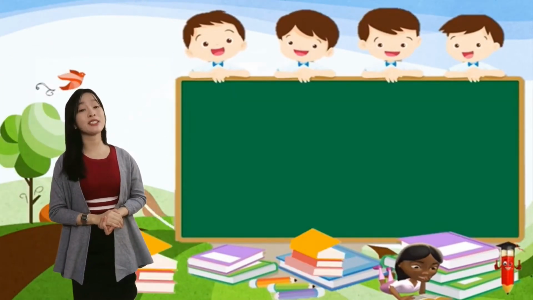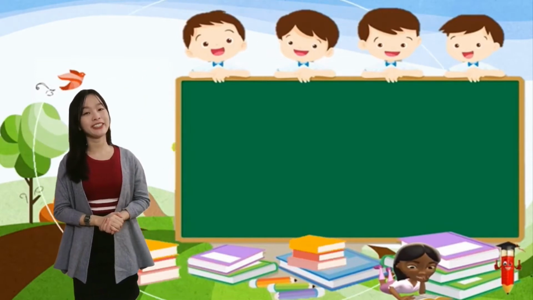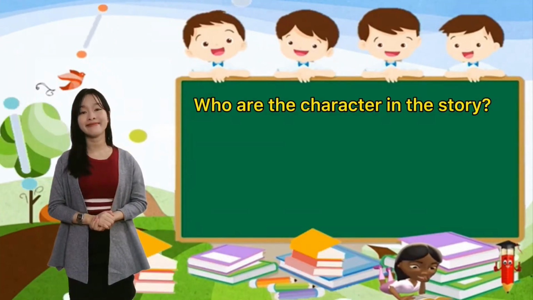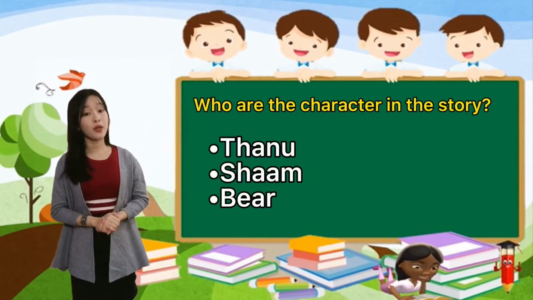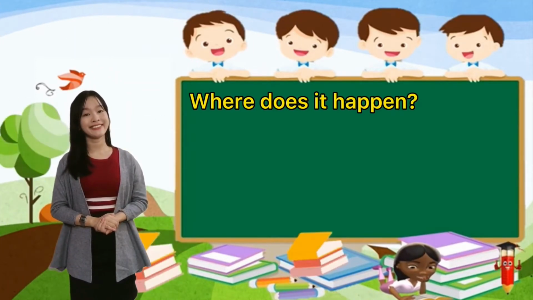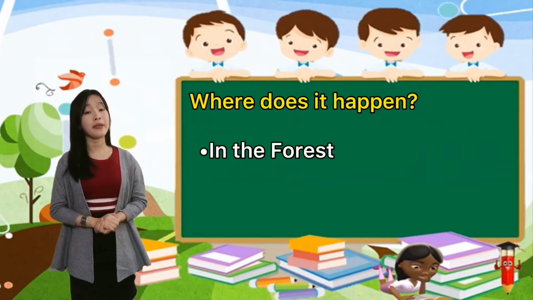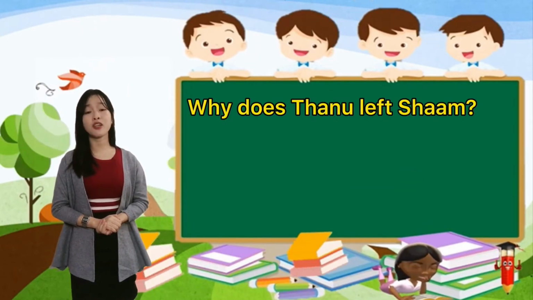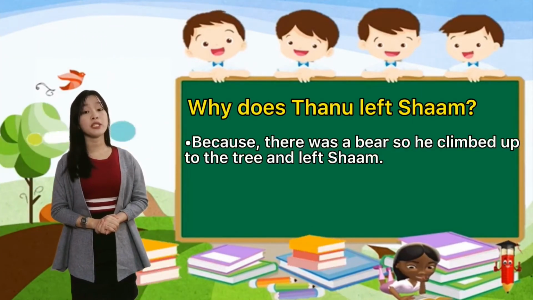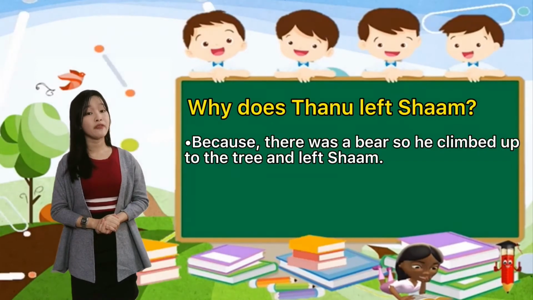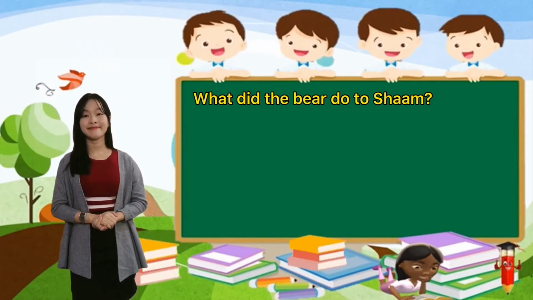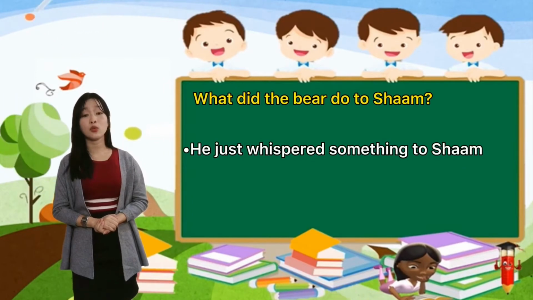Okay, class, did you listen to the story? Very good. Okay, who is the character in the story? Yes, Miss Bajang. Yes, it was Tano, Sha'am, and the bear. Where does it happen? Yes, Mr. Hagunos. Very good. It happened in the forest. Why did Tano leave Sha'am? Yes, Miss Magdalera. Very good, because there was a bear, so he climbed up the tree and left Sha'am. What did the bear do to Sha'am? Yes, Miss Uno. Right, he just whispered something to Sha'am.